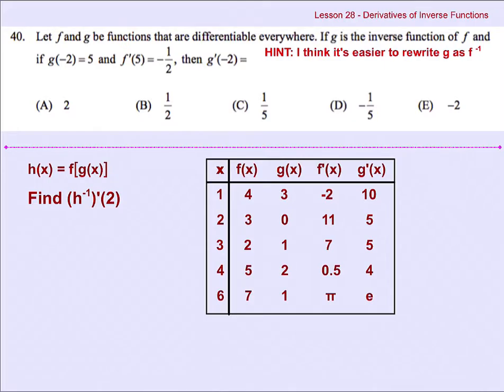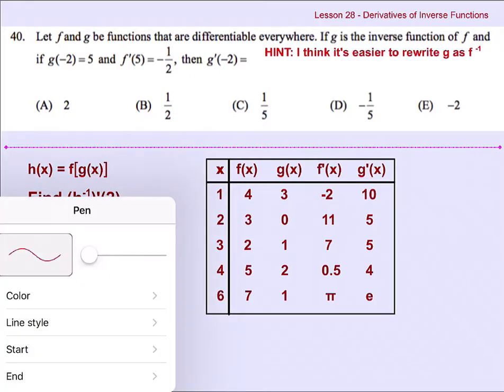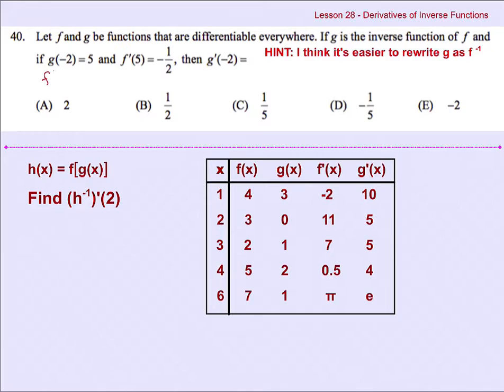If g is the inverse of the inverse function of f, and g of negative 2 equals 5, which, by the way, is another way of saying that f of 5 equals negative 2. Remember, that's what it means for functions to be inverses of each other. And f prime of 5 is negative 1/2. Then g prime of negative 2 is what?